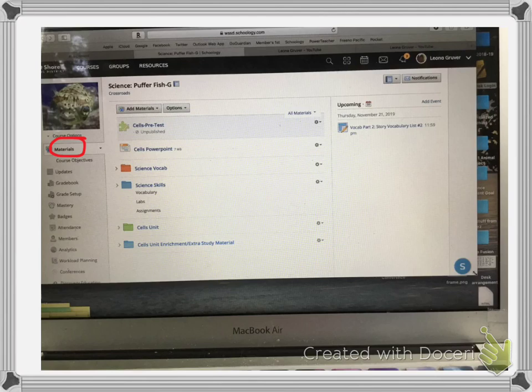Once you are in the course materials, you are going to see several things. The CELS PowerPoint, and the next thing you're going to see is the folder for the science vocabulary. Even though you see other folders like the science skills, CELS unit enrichment, extra study material, we're not using that for this particular assignment that I'm discussing.